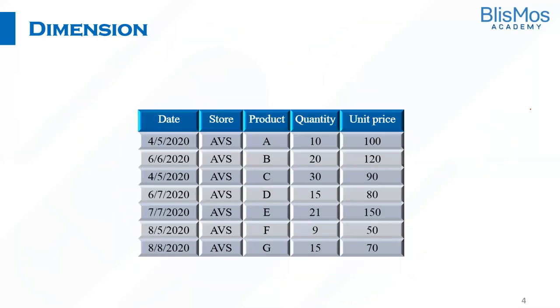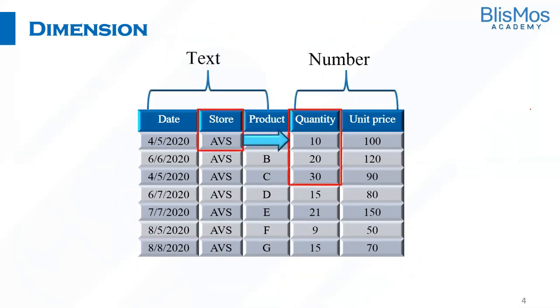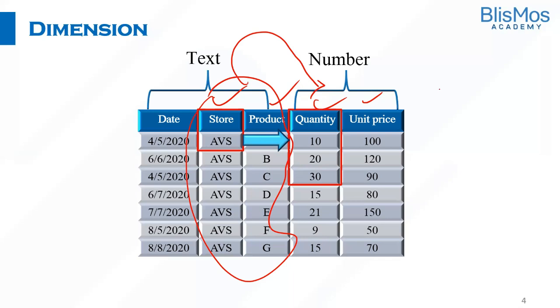Now, what exactly is a dimension? A dimension will describe these quantitative numbers. Now, can you imagine a quantity without a store and a product? You cannot. In order for the quantity to exist, you have to have a store and a product. Otherwise, this quantity and unit price will not have any significance. So dimensions are describing these quantitative numbers. So we can establish a relationship from store to the quantity.